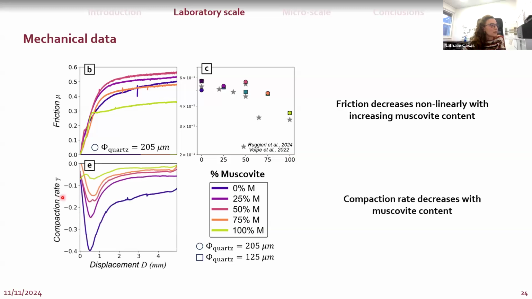Now, if we look at the compaction rate, as I showed you before, we see that the one for pure quartz particles, so strong minerals, is very high. So we probably have an important fragmentation happening here. And once we increase the muscovite content, it decreases a lot. This compaction rate means that probably there is not so much compaction happening for these weak minerals. So compaction rate decreases with muscovite content.